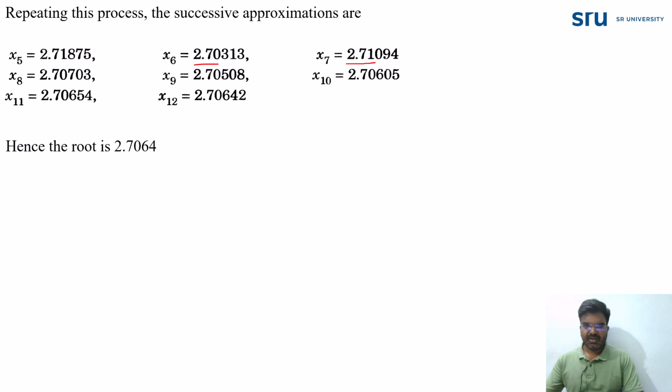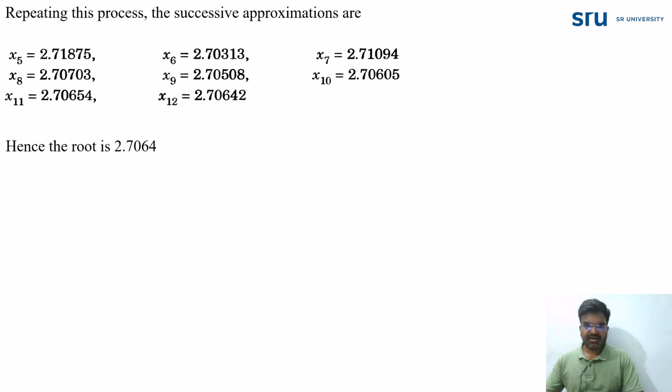Now we have to compare x7 and x8. x7 2.71 and it is 2.70. It is same up to first decimal place only. We have to compare x8 and x9. See, x8 is 2.707, x9 2.705. See, these values are same up to second decimal place.